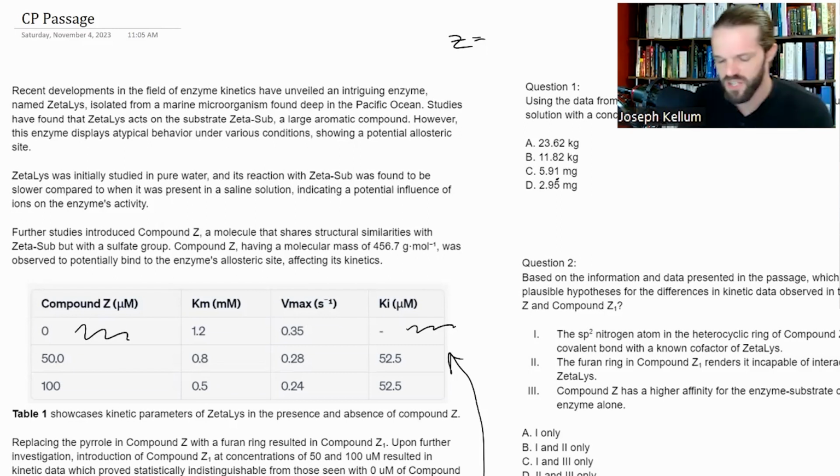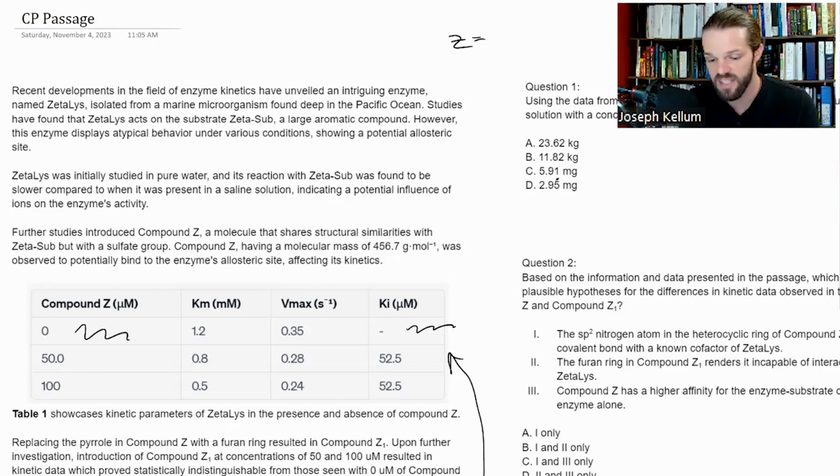All right, so this passage starting out says, recent developments in the field of enzyme kinetics have unveiled an intriguing enzyme named zeta lyse, isolated from marine microorganisms, blah, blah, blah. Okay, I don't care about the Pacific Ocean or anything for this. This is the ChemPhys section of the MCAT. All right, so not important.